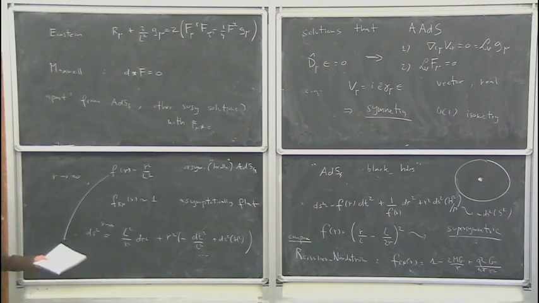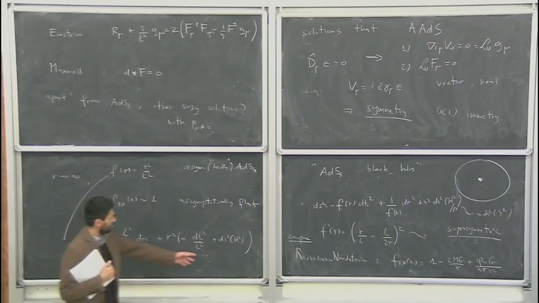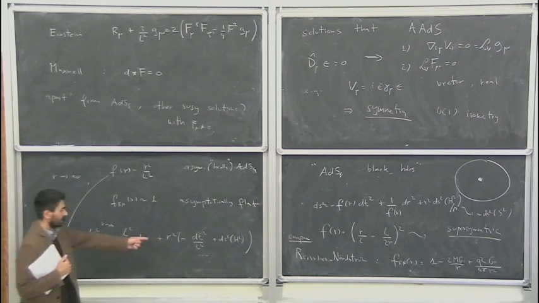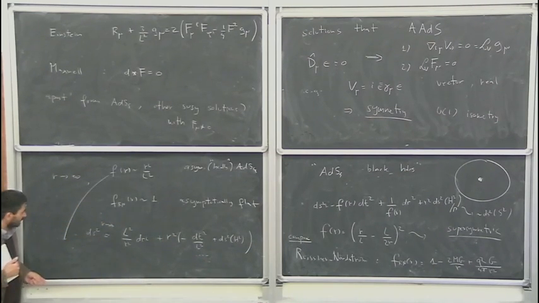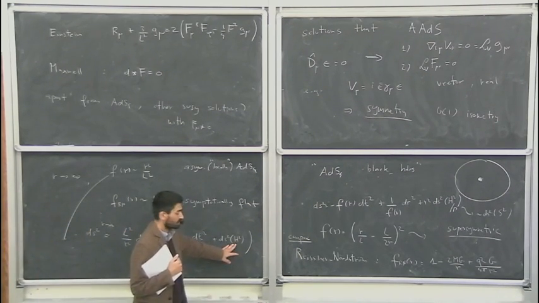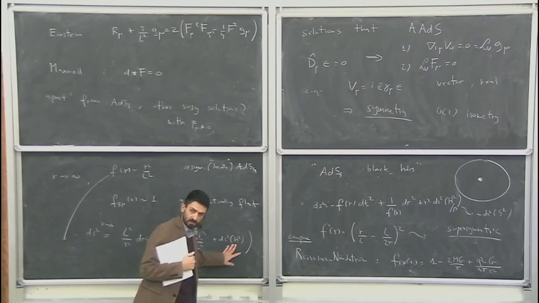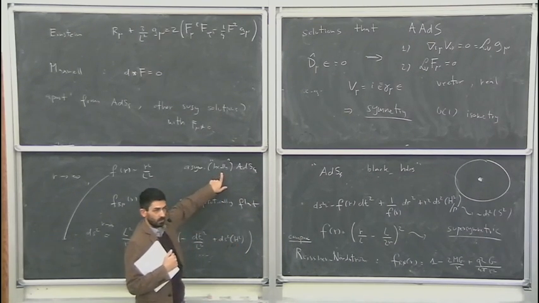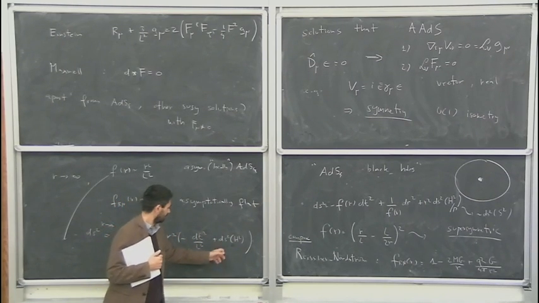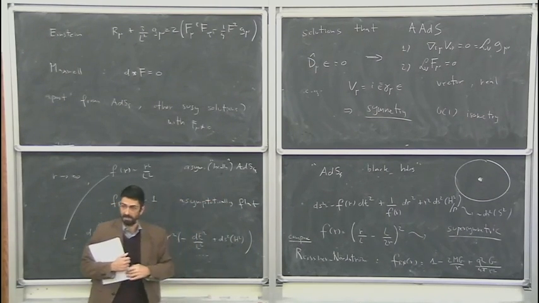Okay, and if you compare with the metric in global AdS, which I wrote about an hour ago, you will find that if this was an S2, that would be AdS4 in global coordinates. The fact that this is not an S2 means that this is not just asymptotically AdS4, but asymptotically locally AdS4. So the metric at the boundary is not conformally flat, which is what this locally means.